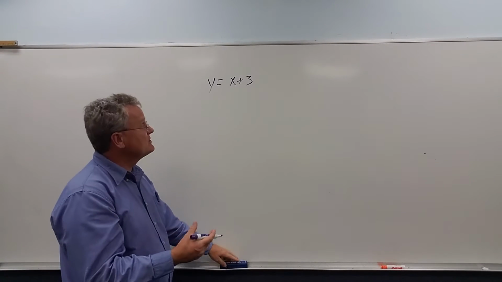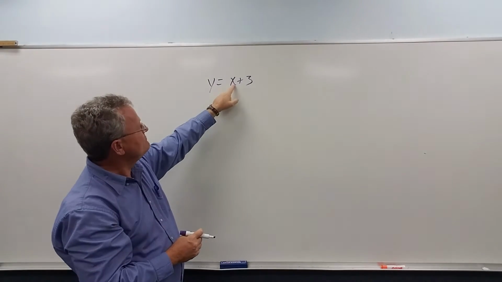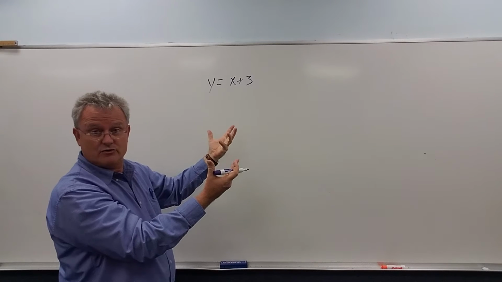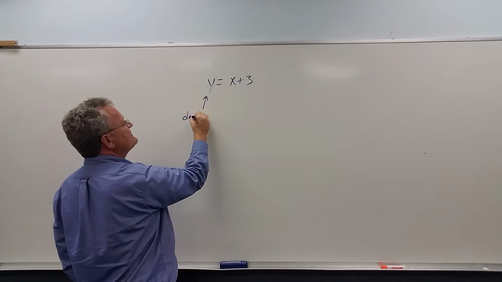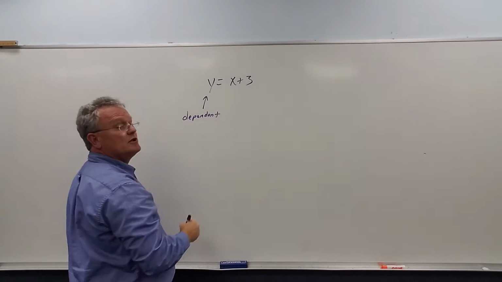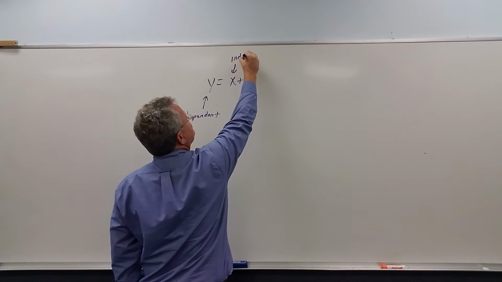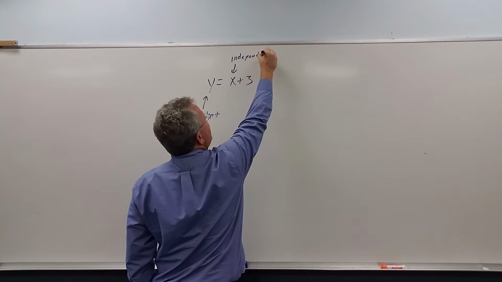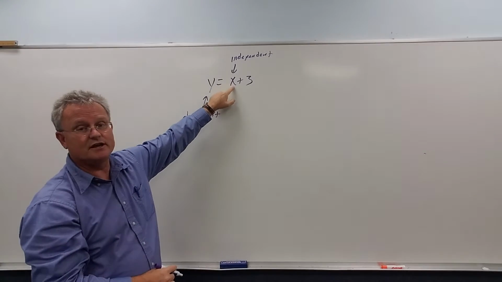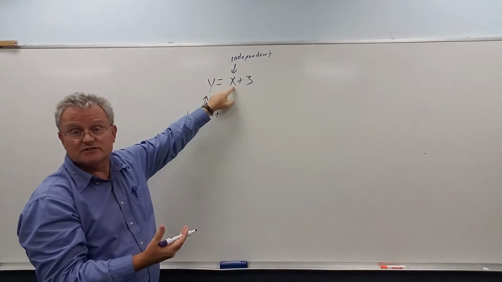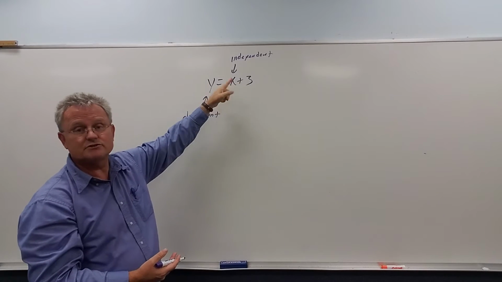The idea of a function is the x value is what you put in, and when you put that in, the y value comes out. So we say the y value is the dependent variable, x is the independent. Why? Like I was just saying, I pick an x value. That's what I put into my function. If x is 5, what comes out is y is 5 plus 3, which is 8.